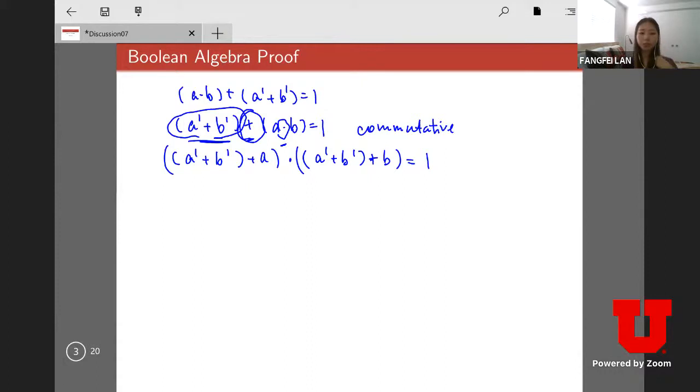So now what can we do? We cannot use the distributive rule anymore, because we all have the same signs inside. Inside of each parentheses, we have the same sign, right? So what do we do now? What can we do now?